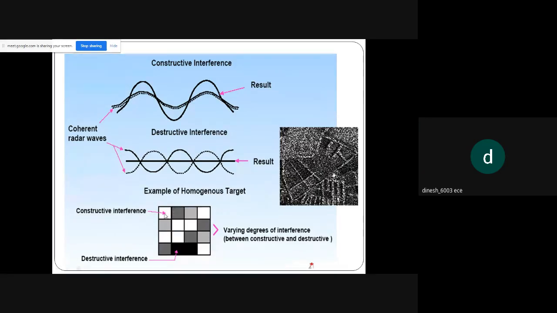You can see that this is your constructive interference. This is a destructive interference. So the bright spots will show us the constructive interference, and the dark spots are your destructive interference. So the variation between the degrees of interference can be shown like this in these two colors. Averaging.